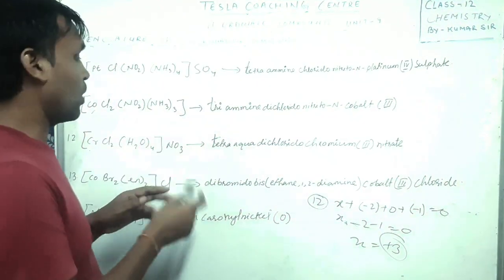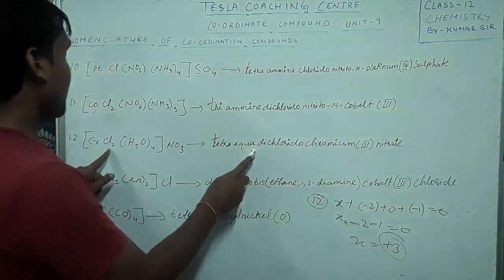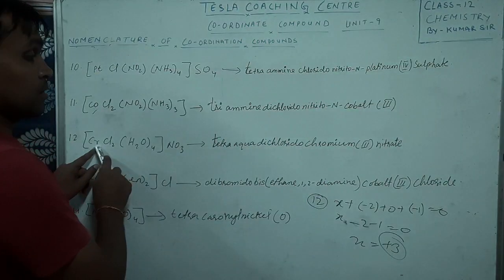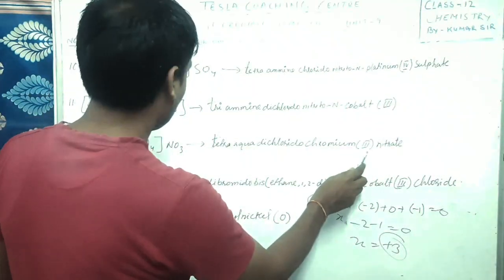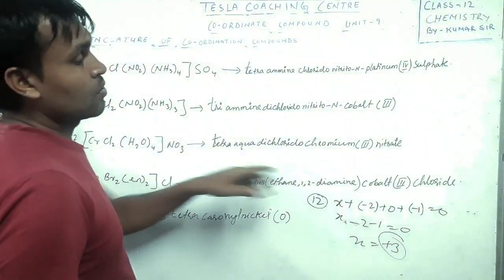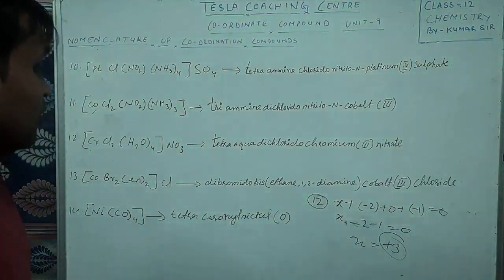Its name is aqua. So we'll write here how many are there? 4. So tetra aqua. How many chlorine are there? 2. So dichlorido. And what is this? Chromium. So chromium 3. Oxidation number we got 3. And this is what? Nitrate. So nitrate. Okay, students, I hope it is clear.